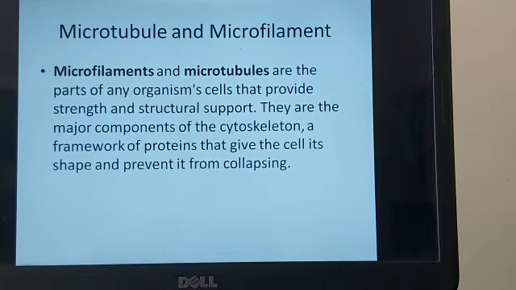Next, microtubules and microfilaments. Microfilaments and microtubules are part of any organism's cell that provides strength and structural support. They are the major components of the cytoskeleton, a framework of proteins that give the cell its shape and prevent them from collapsing.